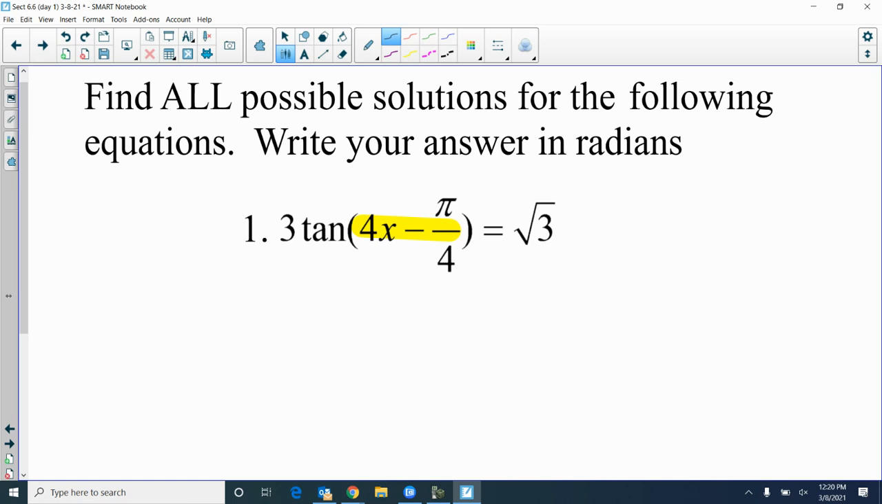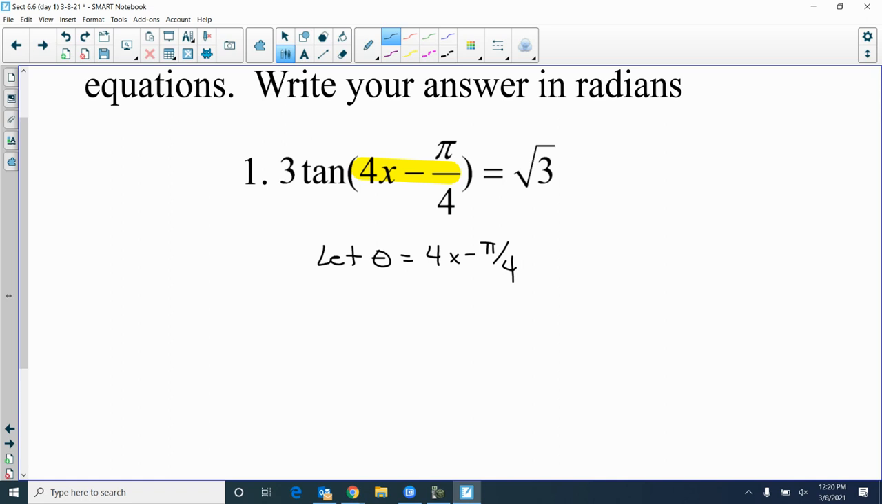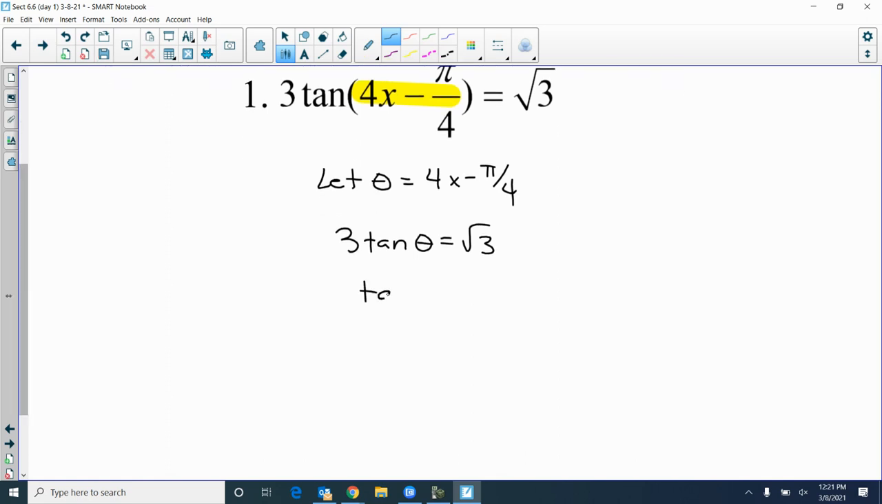Now, this is a little bit like 41 and 45 from the homework. You've got something in the parentheses other than an x, so we're going to use substitution. We're going to let theta, in this case, equal 4x minus pi over 4. And then this is 3 tangent of theta equals square root of 3. All right, we need to solve for theta. Divide by 3, and I get square root of 3 over 3.